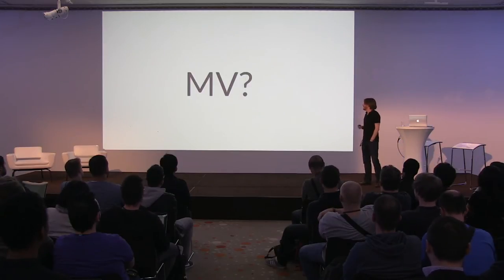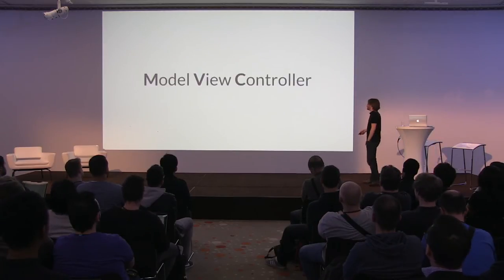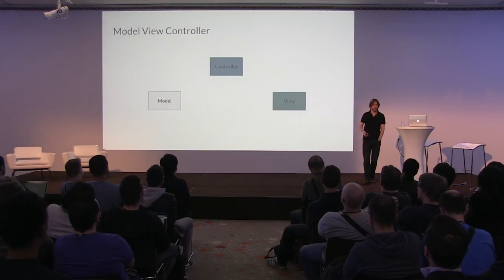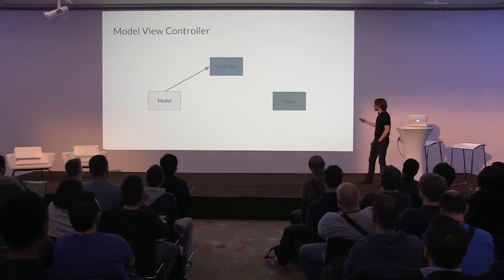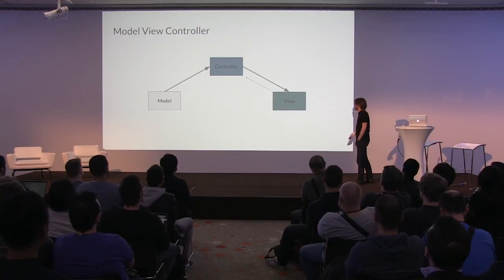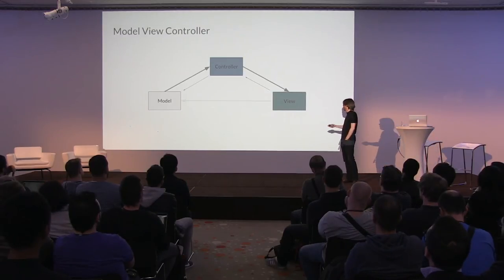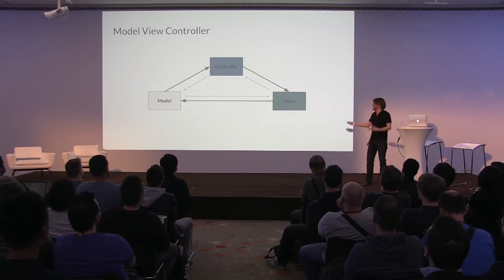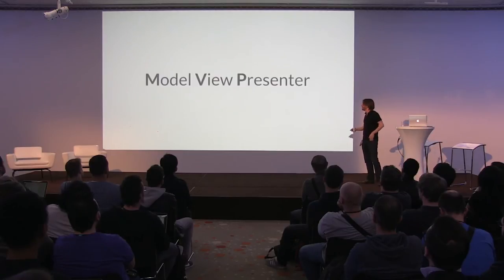Really? No. If you look at the model view controller, what is it? It's three entities, the model, the controller, and the view, to separate your code. And the model talks to the controller, which talks to the view, which talks to the controller, the controller talks to the model, which talks to the view. I don't know, they all talk to each other. That makes no sense, seriously.